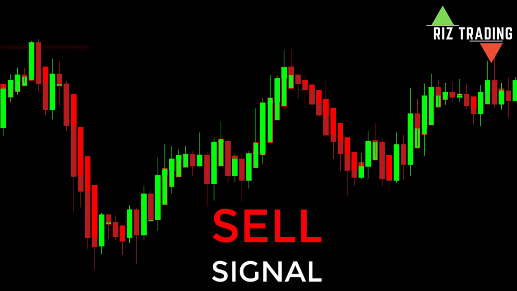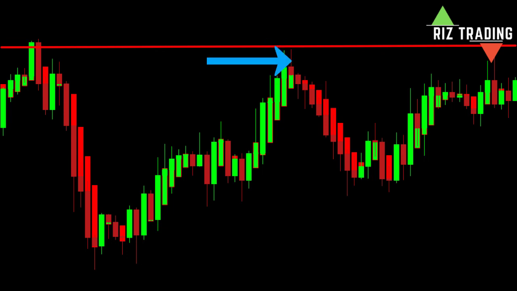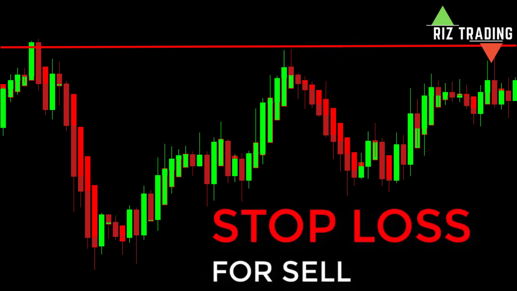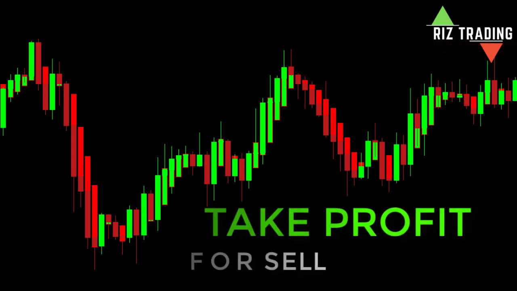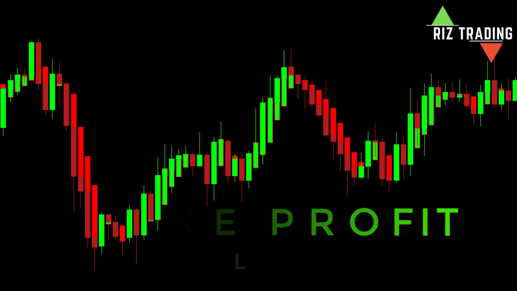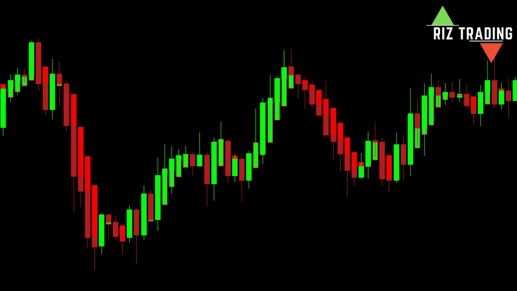Sell signal: when the price is on a significant level, the Heikin Ashi candlestick changes its color from green to red, and the candle closes with a small body and a long lower wick. It triggers the sell signal, and you can place your sell at the opening of the next candle. Stop loss for sell: set your stop loss above the signal candle high. Take profit for sell: there is no recommended profit ratio in this strategy. Do not exit the trade in an ongoing trend.